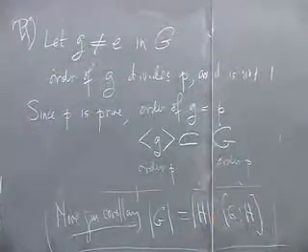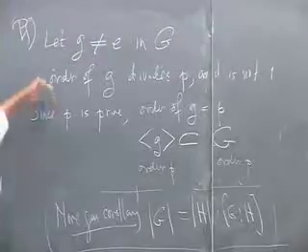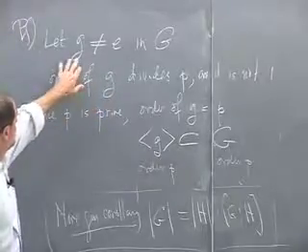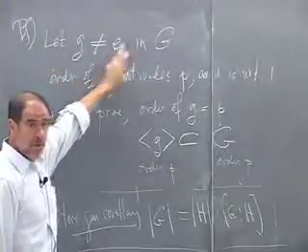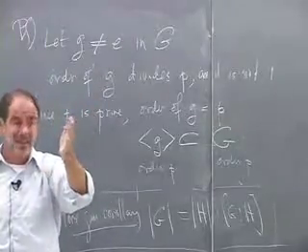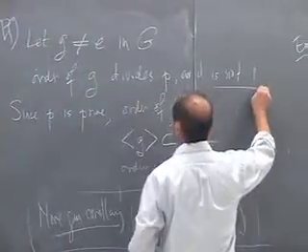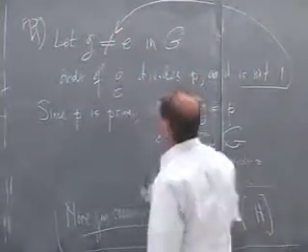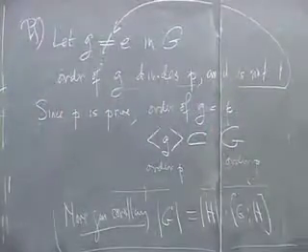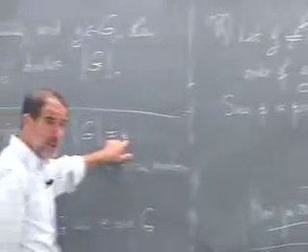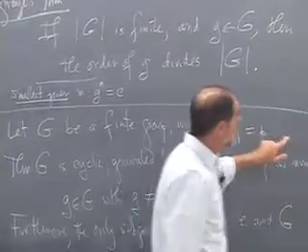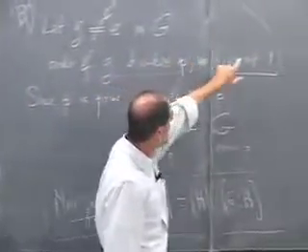Yes? I got lost after the second line. The order of g divides P and is not 1. I'm just chewing on that one. Okay. I have a non-identity element in the group. Therefore, its order is not 1. The only element whose first power is the identity is the identity. That's why not being 1 means it's not equal to the identity. The order of g divides P because I assumed I was in a finite group of order P, and the order of an element, we proved, divides the order of the group. So the order of g divides this number, but it's not equal to 1.